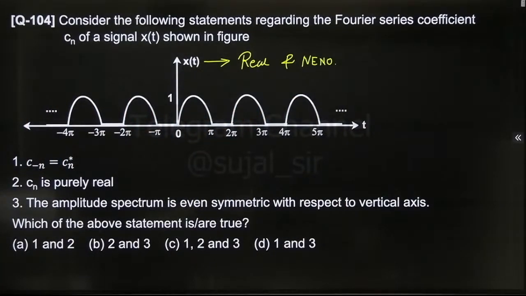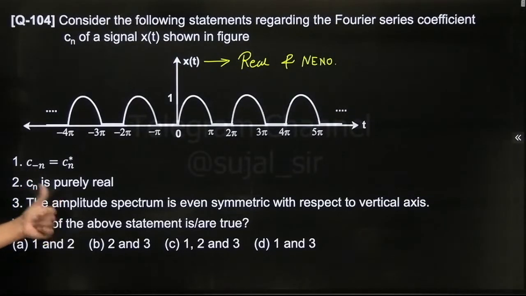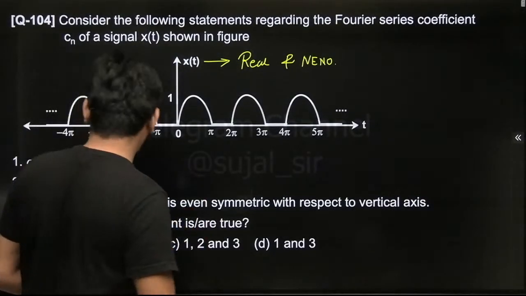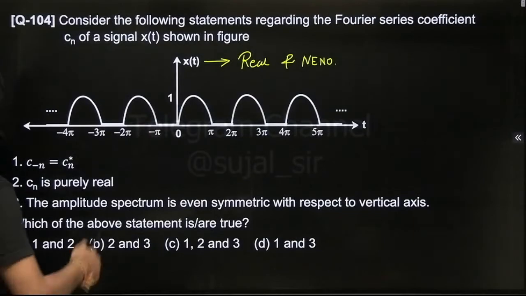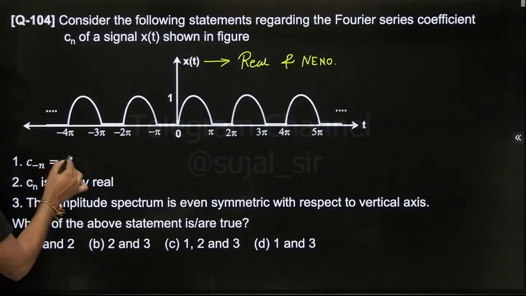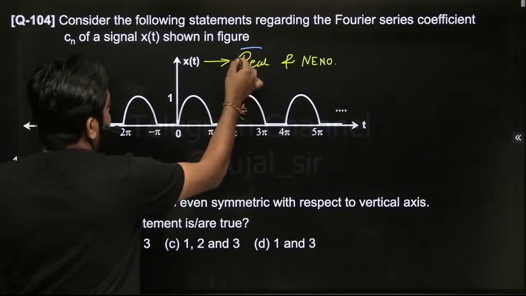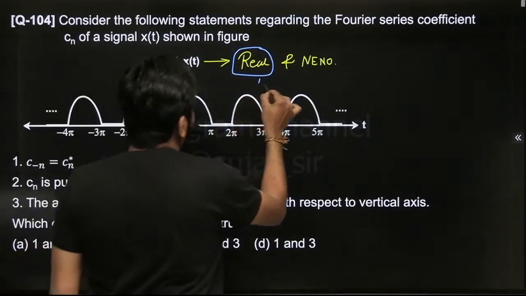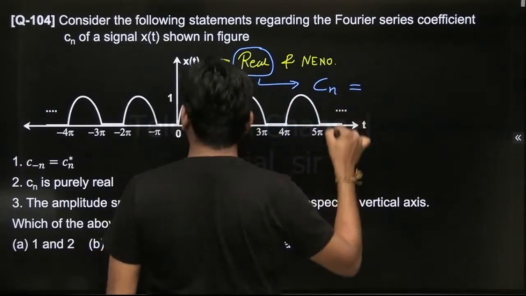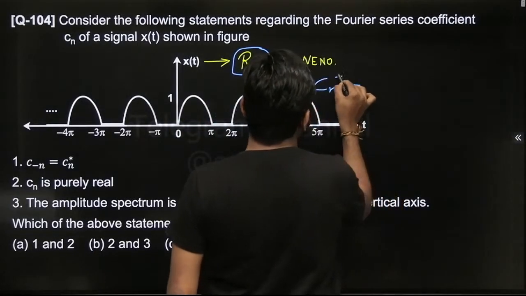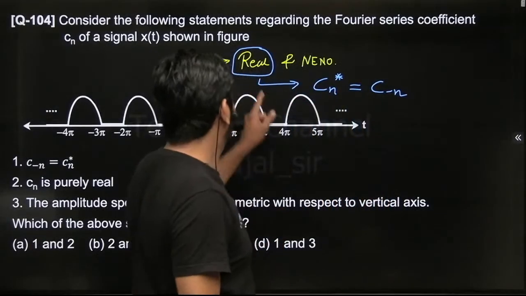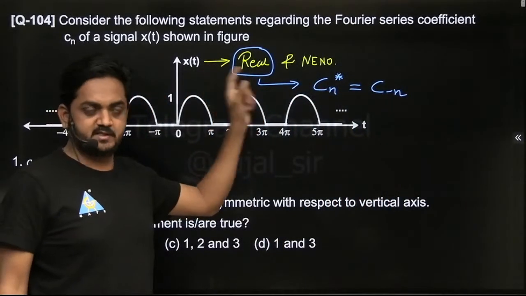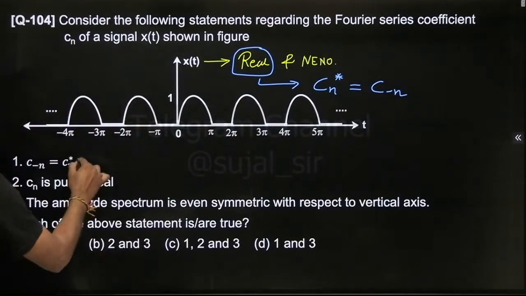Here Cn is purely real, but the function is neither even nor odd. C minus n equal to Cn conjugate is the simple property. So this is true, because x of t is real. As x of t is real, Cn is equal to Cn conjugate is equal to C minus n. That's why the first one is true.